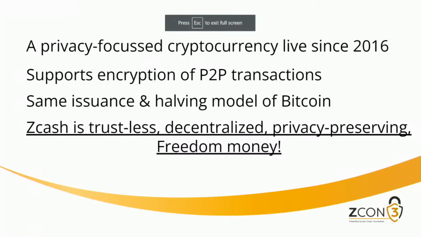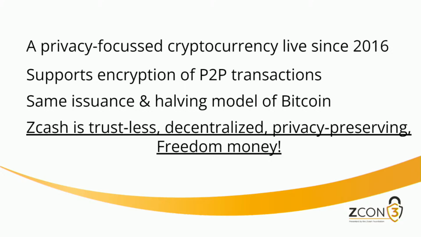Zcash was launched in 2016 after a ton of R&D and as a fork of Bitcoin that kept the same 4-year halving cycle and the issuance model of 21 million coins, with the addition of the first shielded pool called Sprout. At that time, it took several minutes to compute and send a shielded transaction.